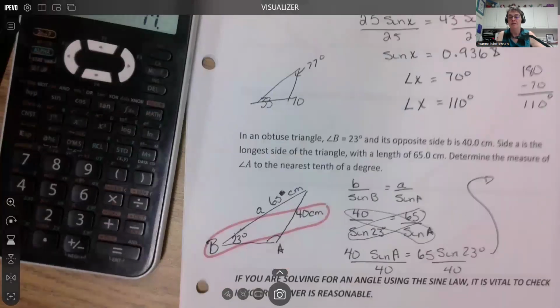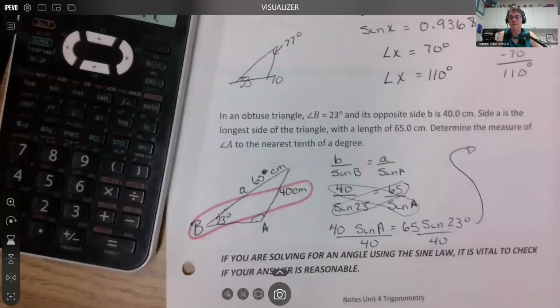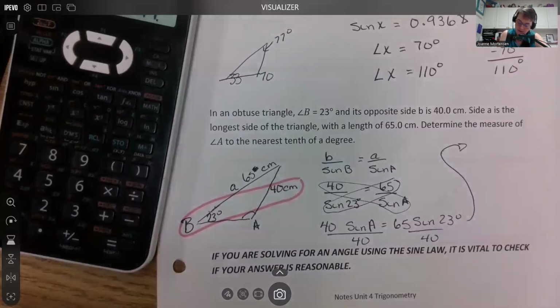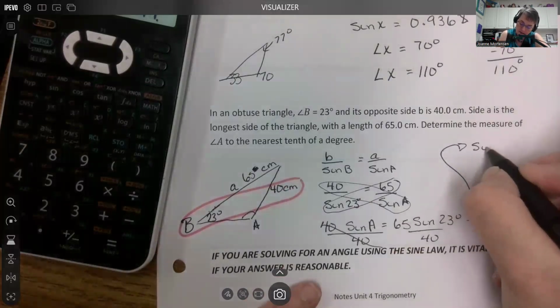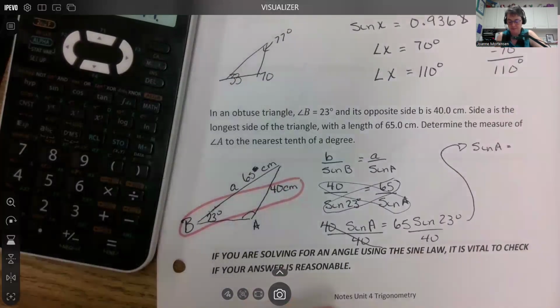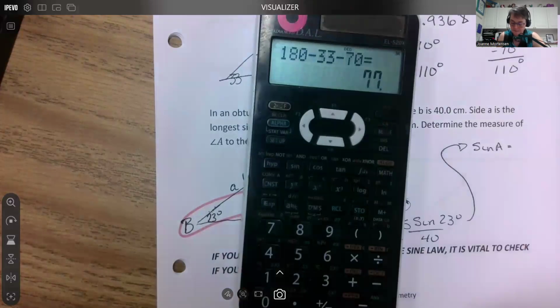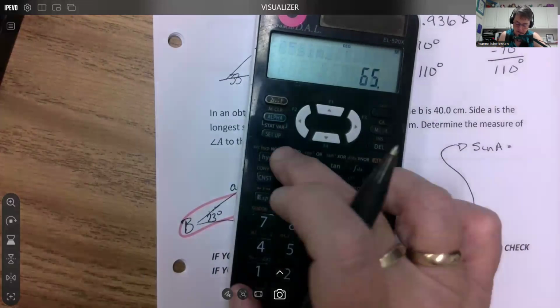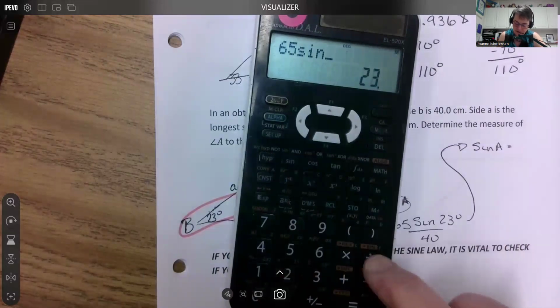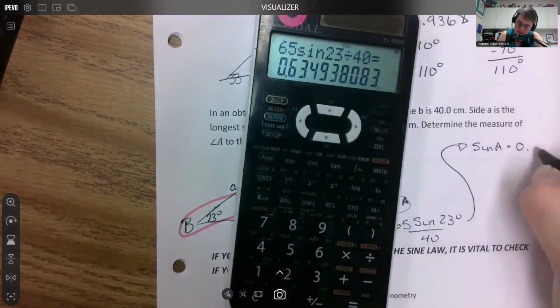I'm sorry, I left you such a poopy little space to do this. Let me just move my camera. There we go. So sine A is equal to 65 sine 23 divided by 40. I get 0.6349.